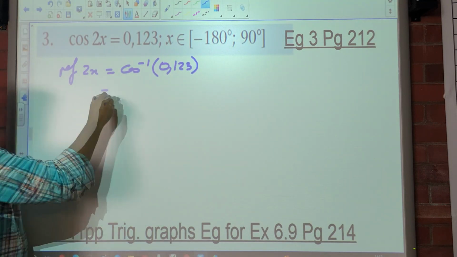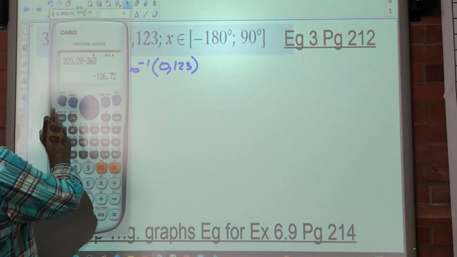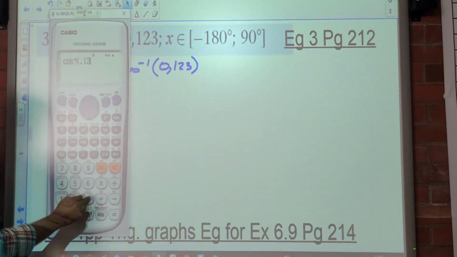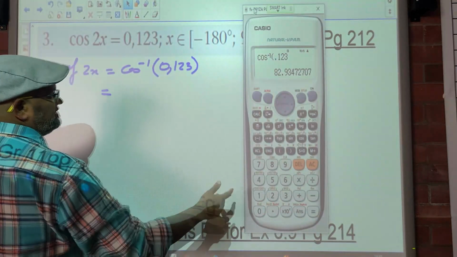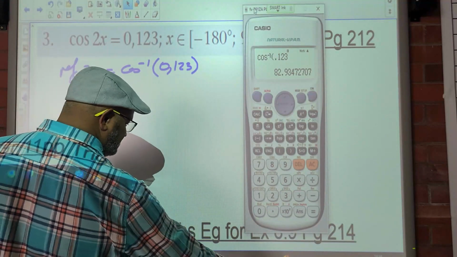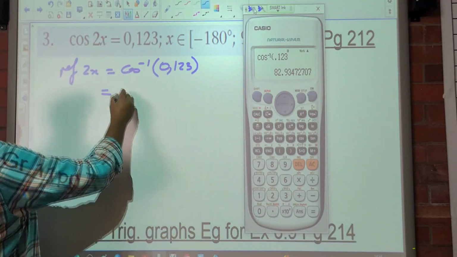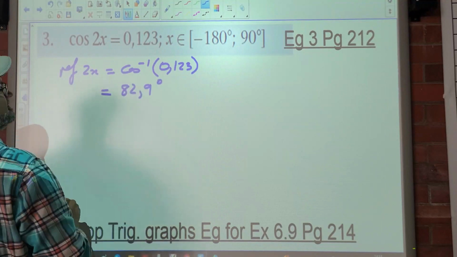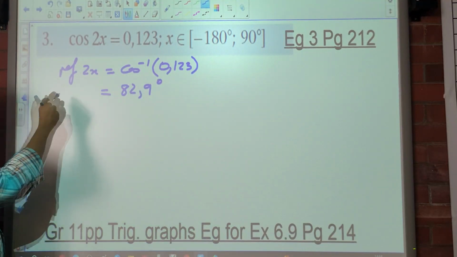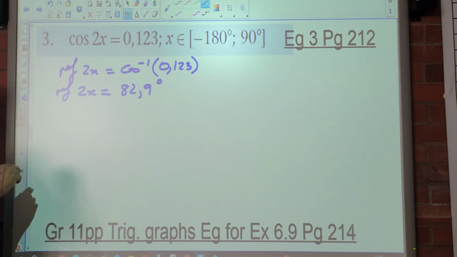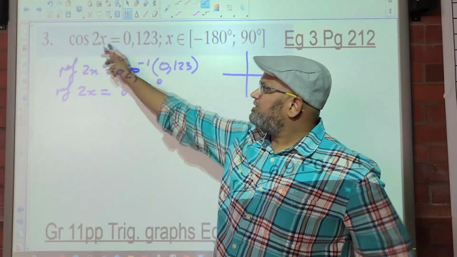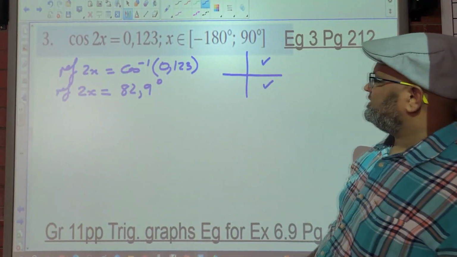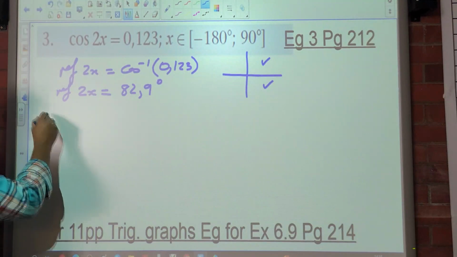That now gives me an angle of R cos of 0,123, your 82,94. 93, sorry. I work with 1 decimal place. So it's going to be 82,9. Okay. So again, we do not divide by 2 people. We do not divide by 2. We first need to take it to the quadrant. So the question we ask ourselves, in which quadrant is cos positive? Quadrant 1 and 4. How do we get to quadrant 1? Just the angle.